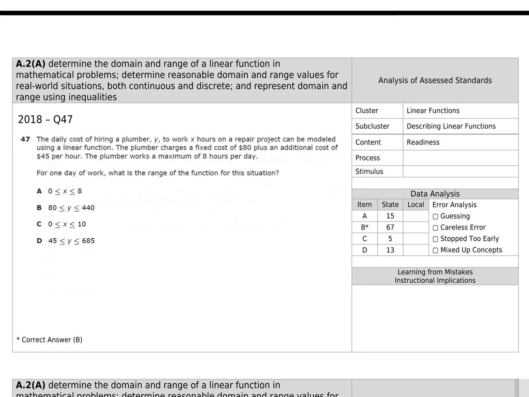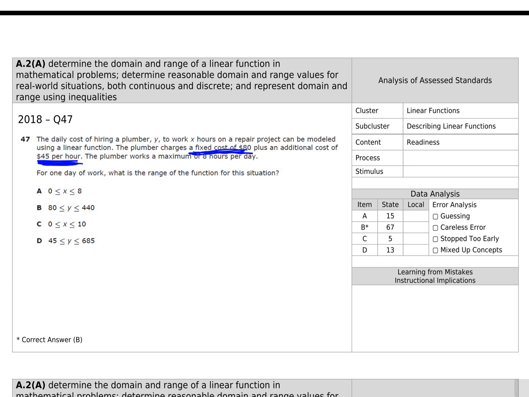All right, the second type of question is where we have a word problem and we're having to try and figure out a scenario. So we have a daily cost of hiring. Y is the people. X is the hours. The plumber charges a fixed cost. Okay, that means it's a one-time cost and an additional cost of $45 per hour.